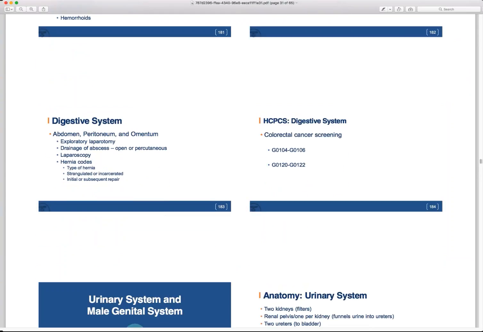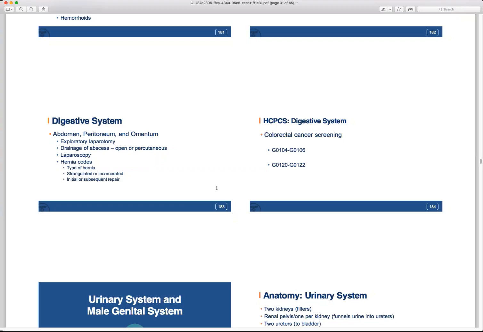Okay. Moving on down to slide 183. I'm looking at slide 183. Again, most important thing on this slide, where it has drainage of abscess, it does tell you that you need to look for, if they're going in for a drainage of an abscess, the approach, whether it was open or percutaneous. Percutaneous meaning through the skin. So if you get to a question in reference to an abscess drainage in the digestive system, you will be looking for the approach, whether it's open or percutaneous.